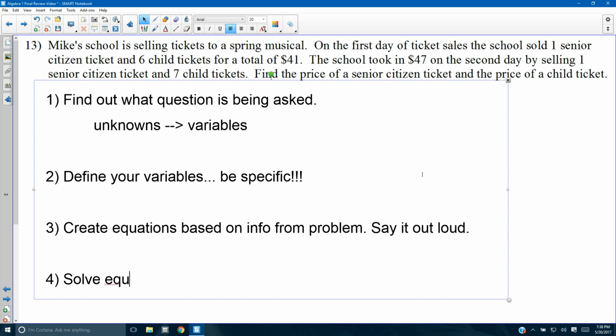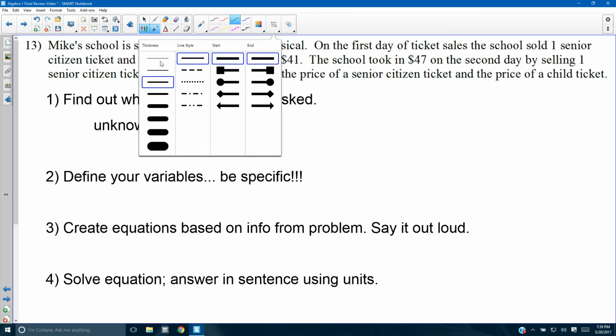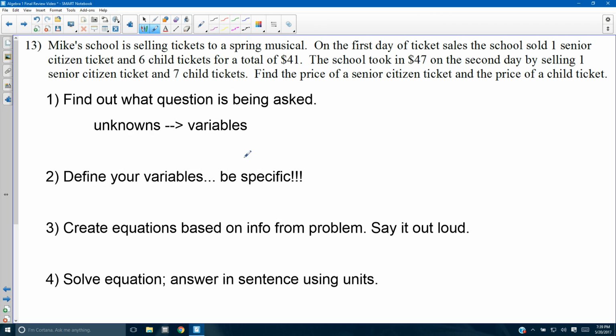Finally, solve the equation by any means necessary. Answer in a sentence or words using units. The whole word problem is in words, right? So we want to be able to reply back in words. If someone asks you, how is your day? I guess you could just answer, good, right? But if someone says, how is your day? Your better answer really is, my day is good. So you're repeating back what they said, and that just makes sense.